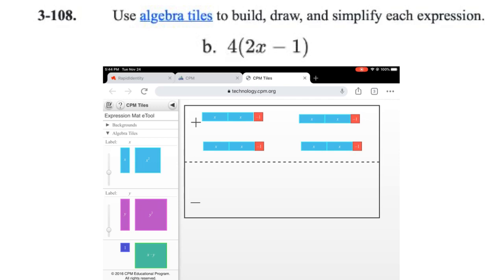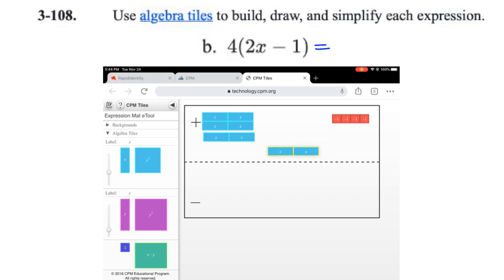Problem B says 4 parenthesis 2x minus 1 parenthesis. That means that you have 4 piles and each pile includes 2x minus 1. To simplify that, we are going to combine like terms. And I see what I have is 8x minus 4.